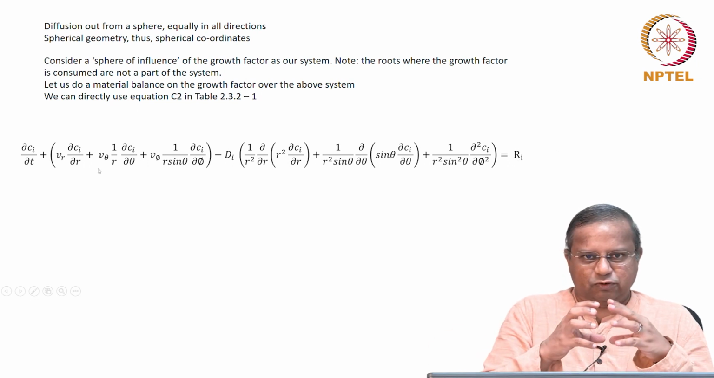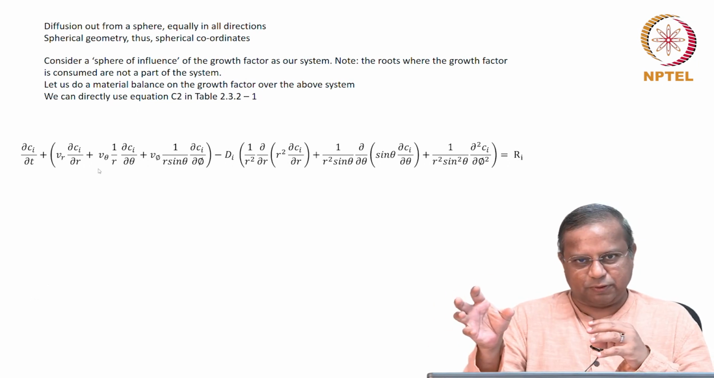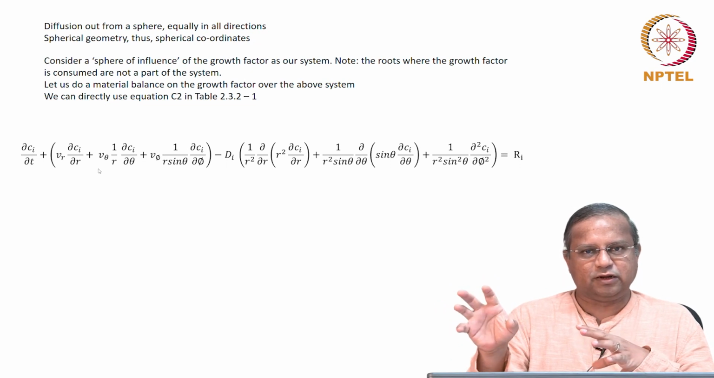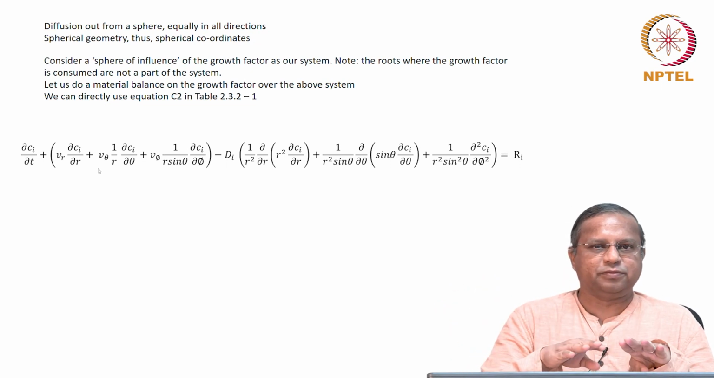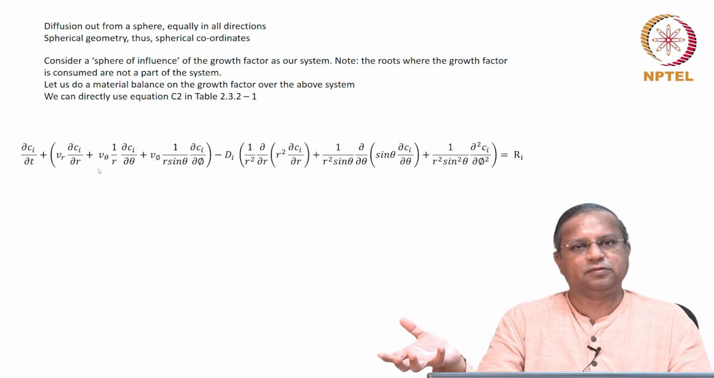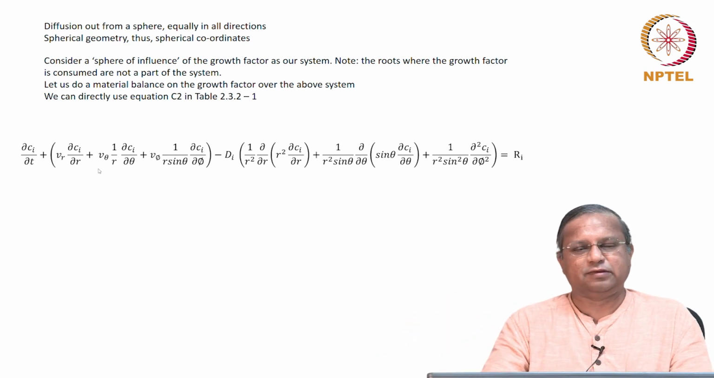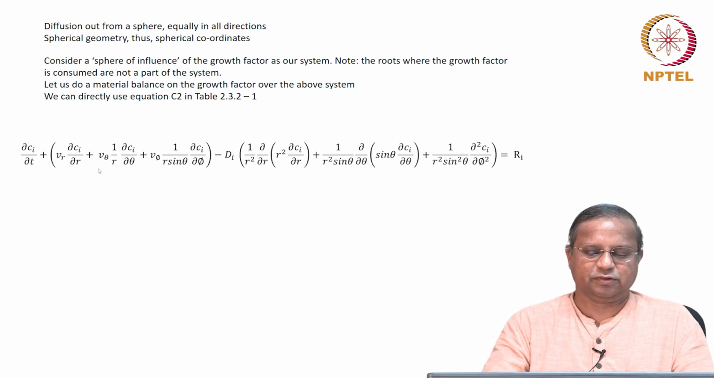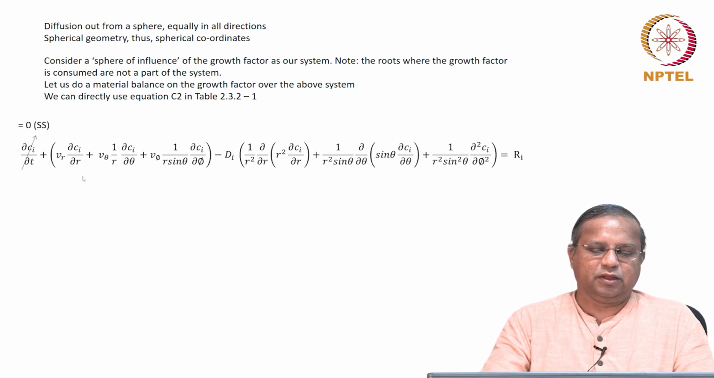If you are unclear about the spherical system, please go to the appendix of the book. It is given there clearly, and the way to get from the rectangular Cartesian coordinate system to the spherical coordinate system is also given there in the appendix. I think it's appendix A, you can check it out. Let us see what terms are relevant here. We are looking at steady state conditions for our analysis, and therefore, the first term, which is a derivative with respect to time, goes to 0.